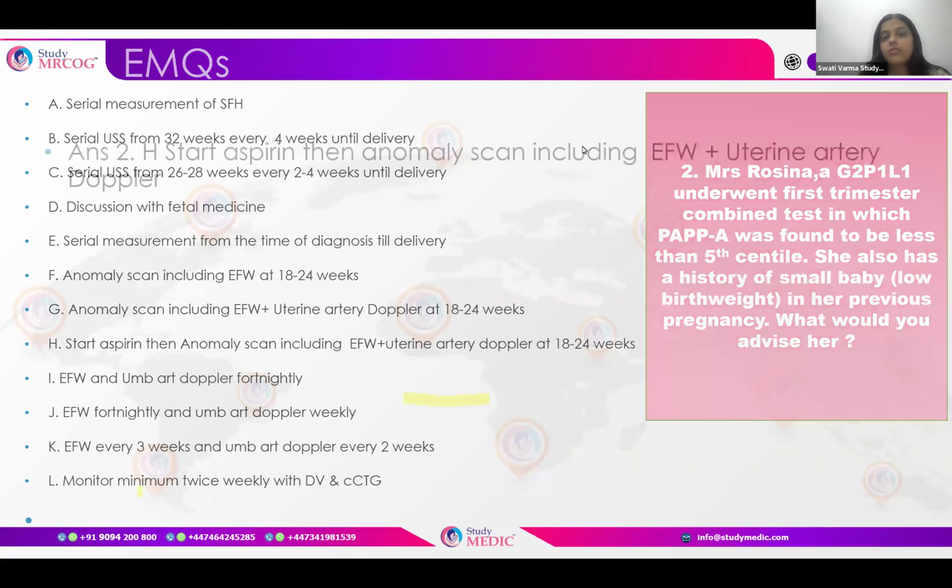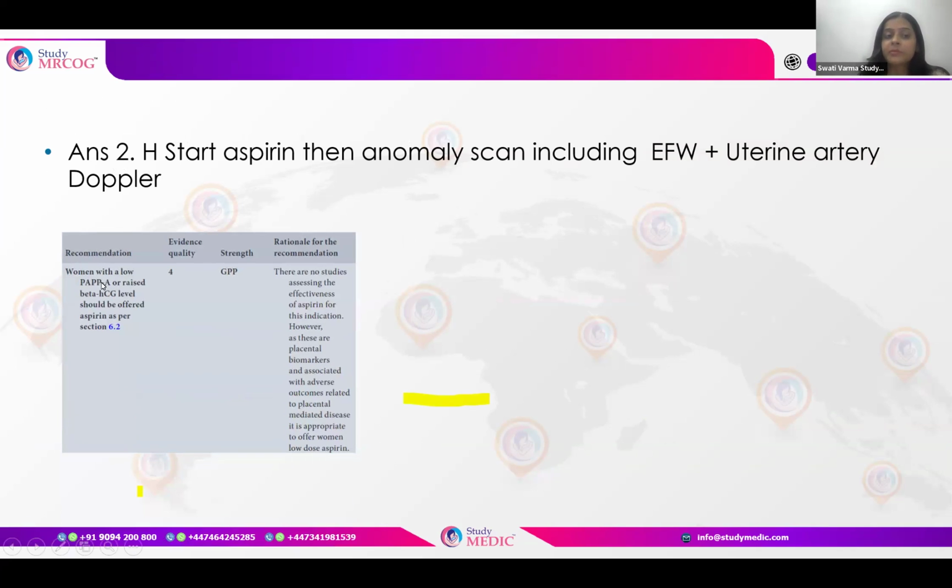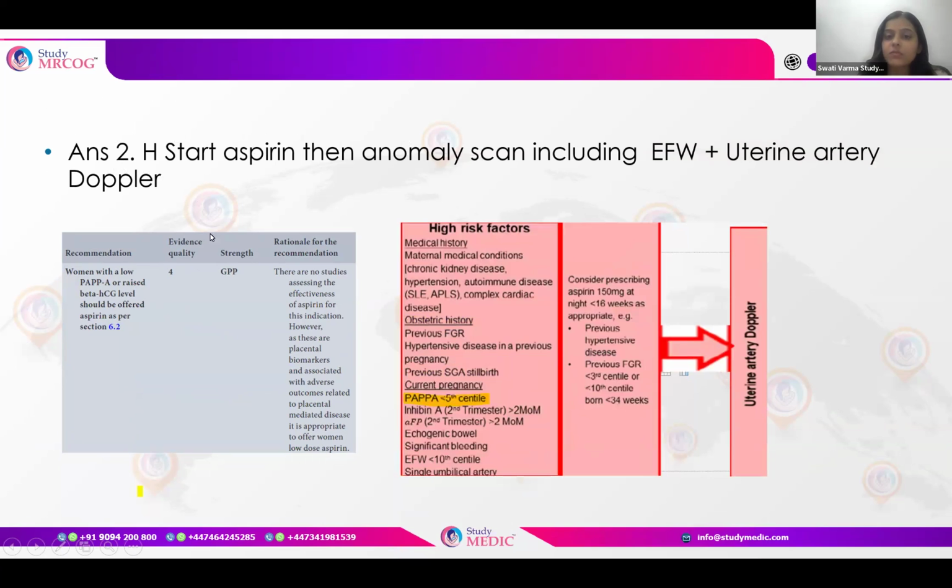So here, first we will start aspirin. Now you may think, why aspirin here? But according to this guideline, women with a low PAPP-A or raised beta HCG level should be offered aspirin. So here we have to start her on aspirin, and since PAPP-A is less than 5th centile, a high risk factor, we have to first consider prescribing aspirin, and then she would undergo uterine artery Doppler in the anomaly scan.